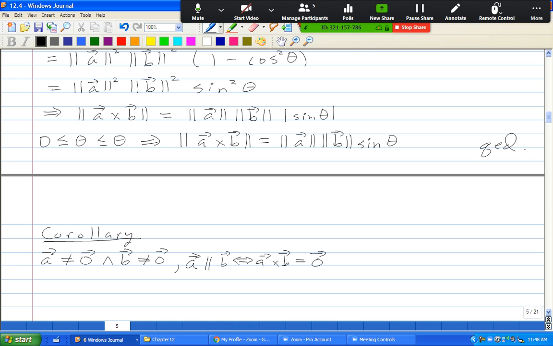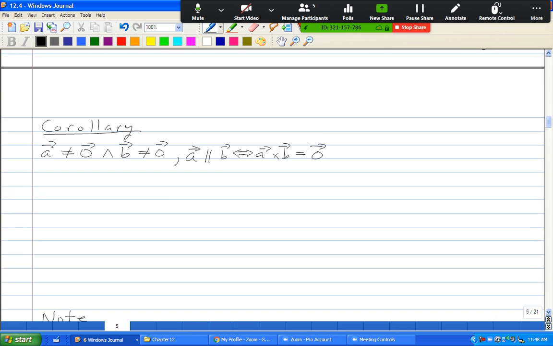Okay. Next, I have the following corollary: if neither A nor B is the zero vector, then A is parallel to B if and only if the cross product of A and B is 0. Okay, so let's show that.